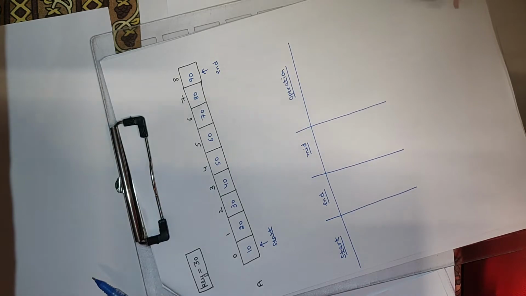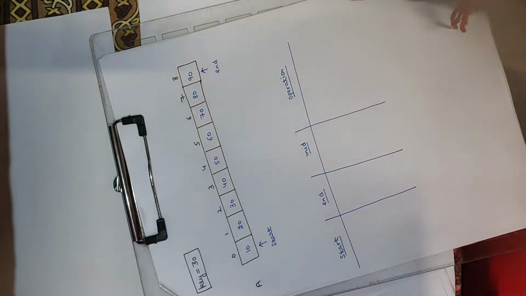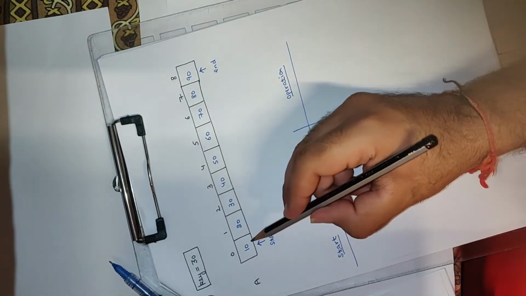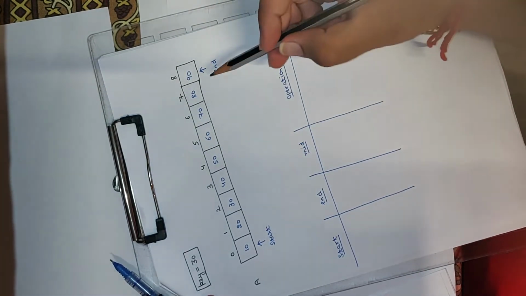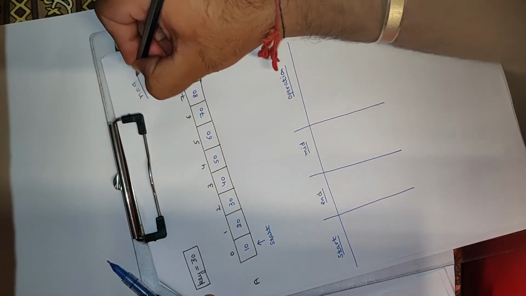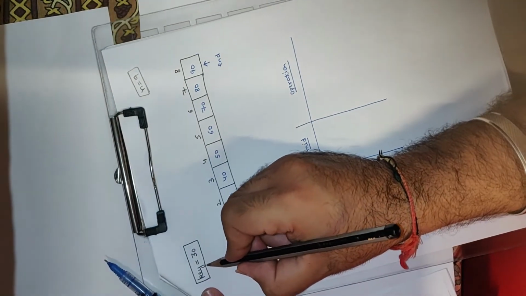So now let's understand our approach with the help of an example. Suppose we have been given an array A which is sorted in increasing order. We have 10, 20, 30, 40, 50, 60, 70, 80 and 90. We have a total of 9 elements, n is equal to 9 here. And we need to search for the key 30 here.